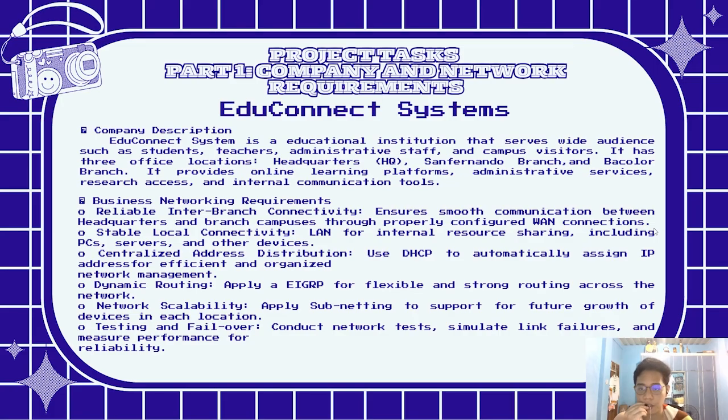EduConnect Systems is an educational institution that serves a wide range of users, including students, teachers, administrative staff, and campus visitors. It operates across 3 locations, its headquarters, the San Fernando branch, and the Bacolor branch. The institution provides essential digital services such as online learning platforms for virtual classes, administrative systems for managing student records and enrollment, research tools for accessing digital libraries and academic resources, and internal communication tools that support collaboration among all users. Because it supports many functions and locations, EduConnect Systems relies on reliable and secure network connectivity to ensure smooth delivery of its educational and administrative services.